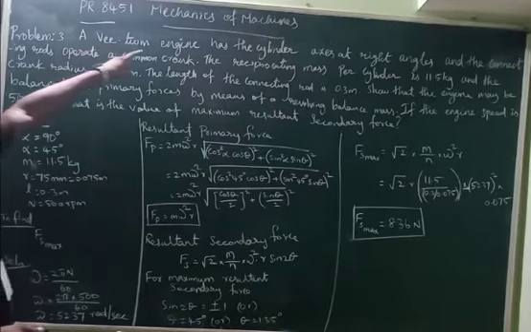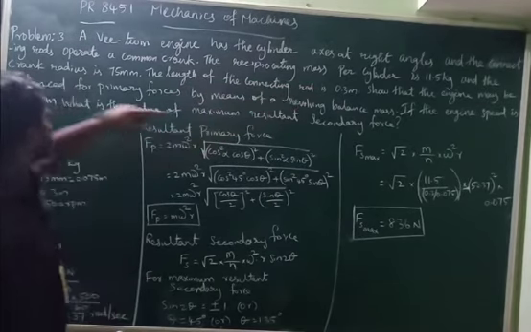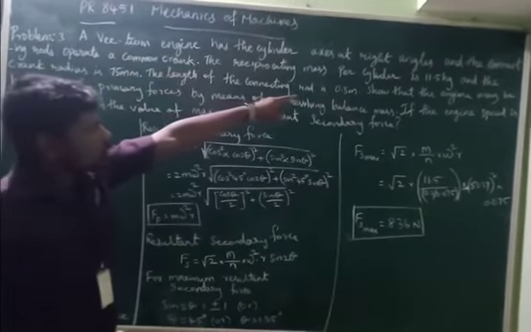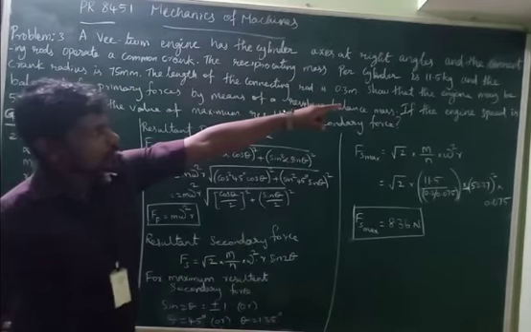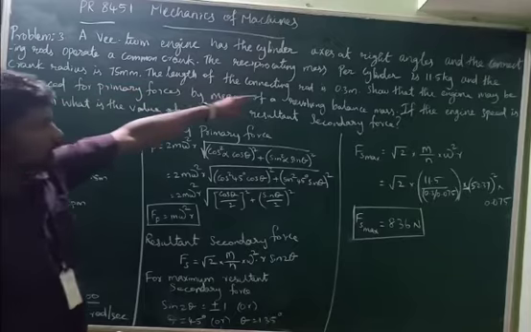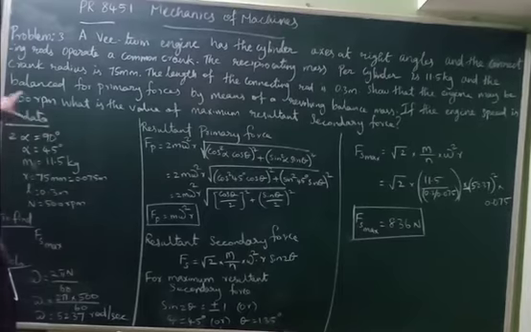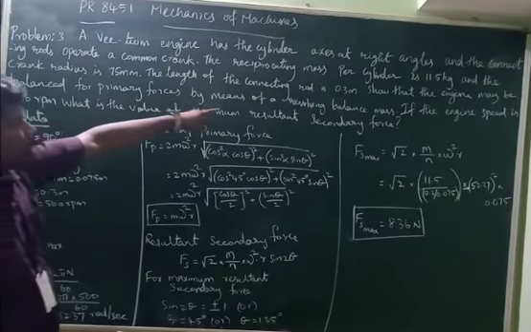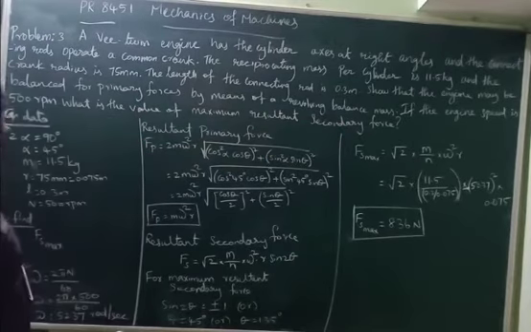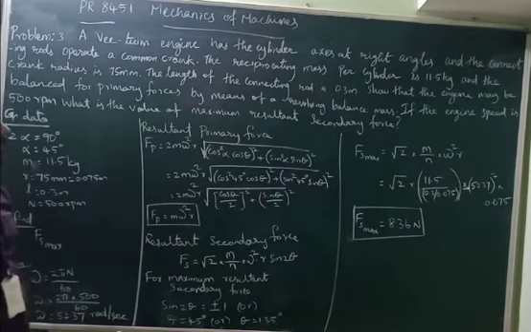A V engine has the cylinder axis at right angles and the connecting rods operate a common crank. The reciprocating mass per cylinder is 11.5 kg and the crank radius is 75 mm. The length of the connecting rod is 0.3 meter, so that the engine may be balanced for primary forces by means of a revolving balance mass. If the engine speed is 500 rpm, what is the value of the maximum resultant secondary force?